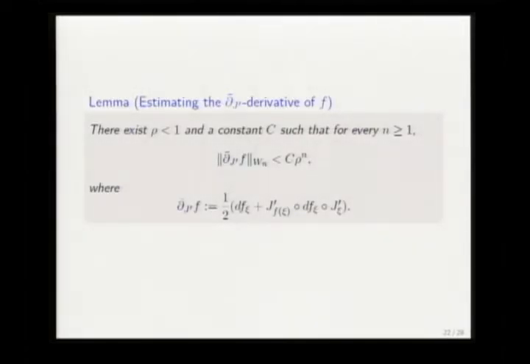I put there a formula, but I don't really expect you to follow this particular computation. The important thing is that this derivative of f on the set Wn of points that do not escape under the first n backward iterates is bounded by rho to the n, where rho is some constant less than 1, given by the invariance of cone fields and the properties of cone fields.